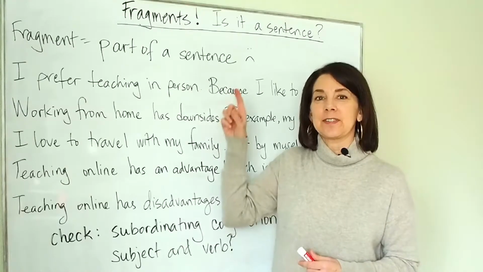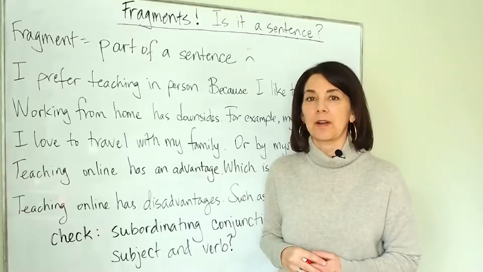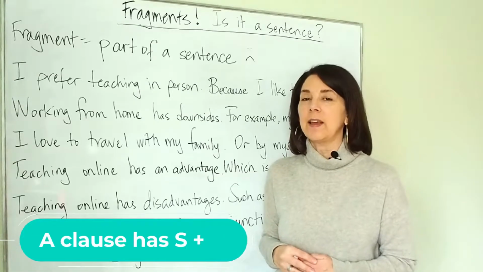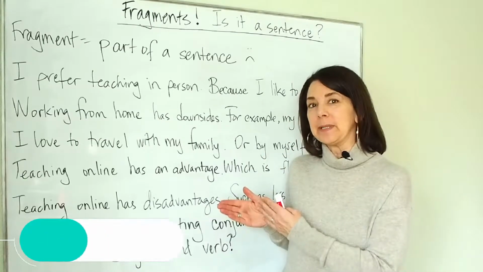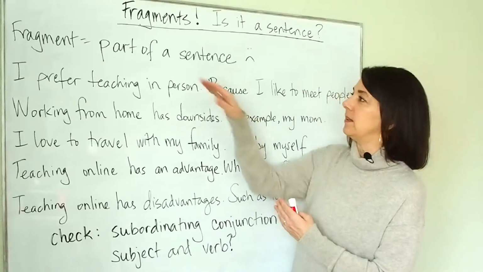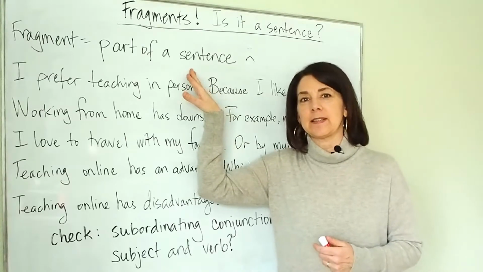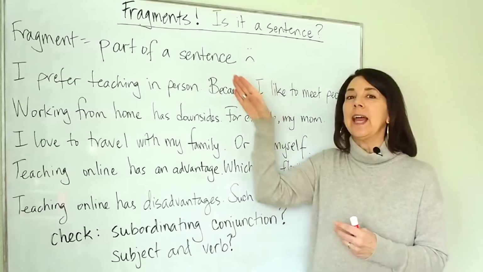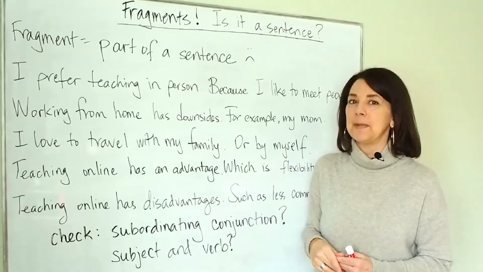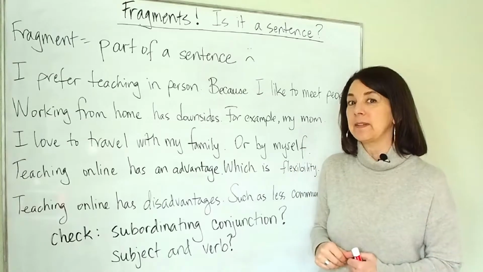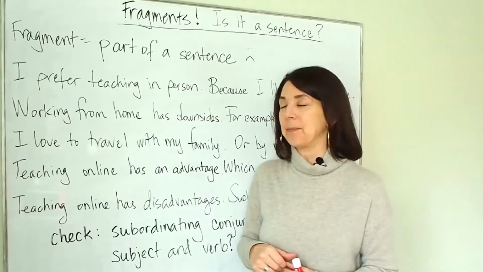First, in order for us to talk about fragments, we need to remember what a clause is. A clause has a subject and a verb. And a fragment is a piece of a sentence. It's a part of a sentence. I have a sad face here because it's not a complete sentence, and for that reason, it is a mistake. So let's see a few examples, and then I'll show you how to correct them.